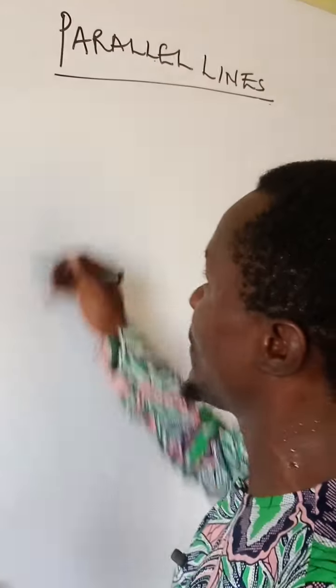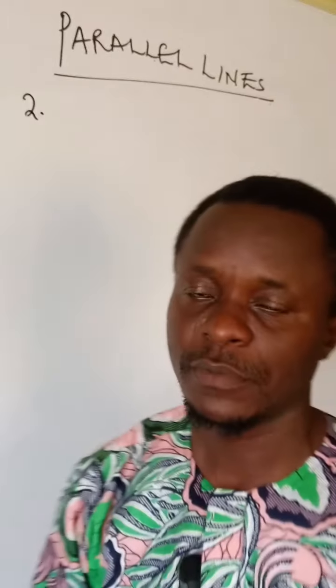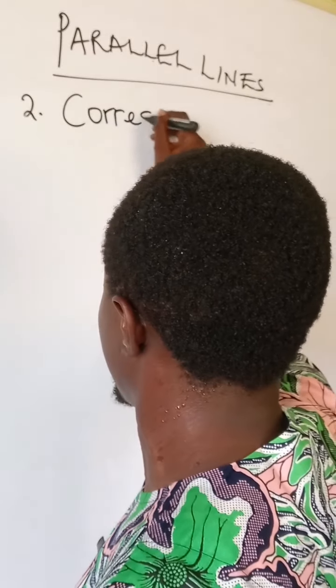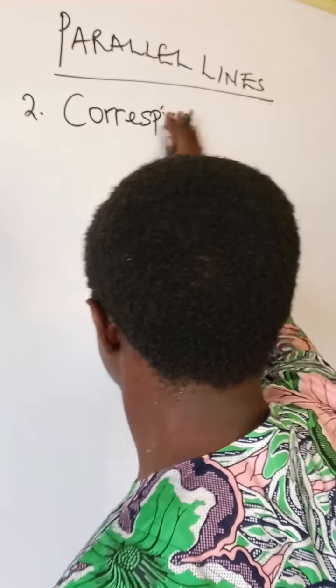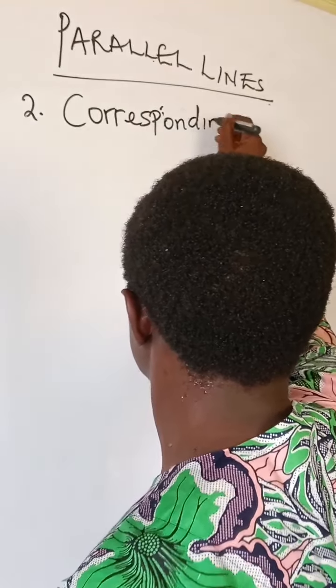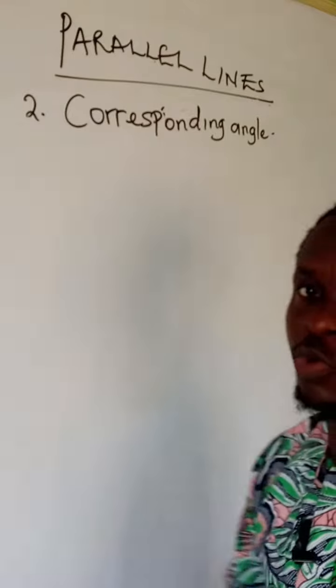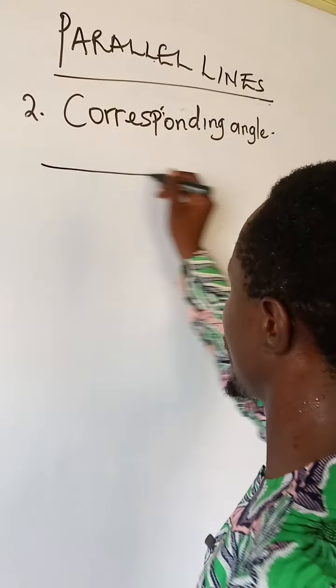Now today we're going to examine the second angle formed in the parallel line, which is corresponding angle. Corresponding angle. Now, how do we identify corresponding angle when you have parallel line?